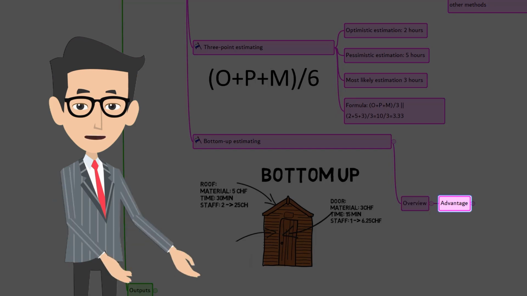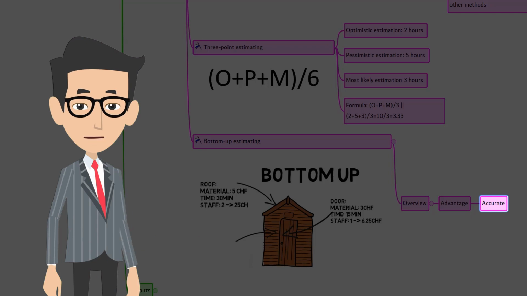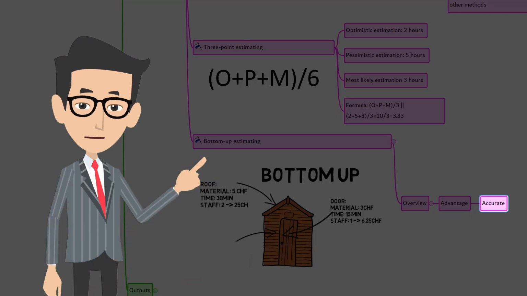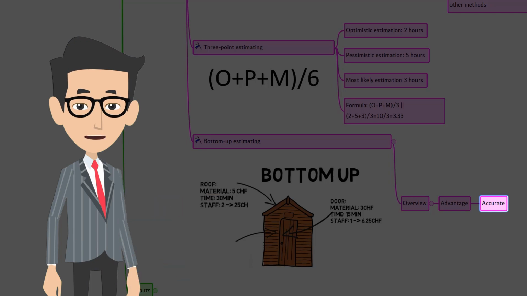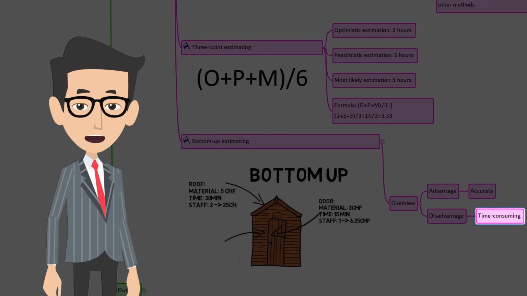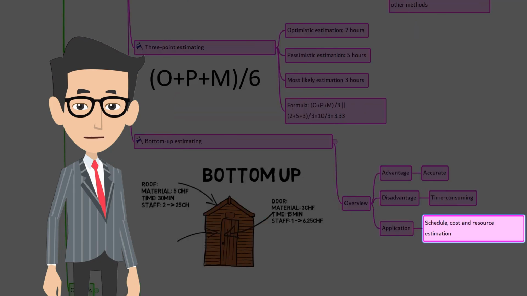Let's look at the advantage. It's one of the most accurate estimations because every activity of the project is taken into consideration. Of course, the estimation of an activity should be more accurate. The disadvantage, it's time consuming because you take every activity estimation into consideration. Applicability. This estimation method can be used for schedule, cost, and resource estimation.